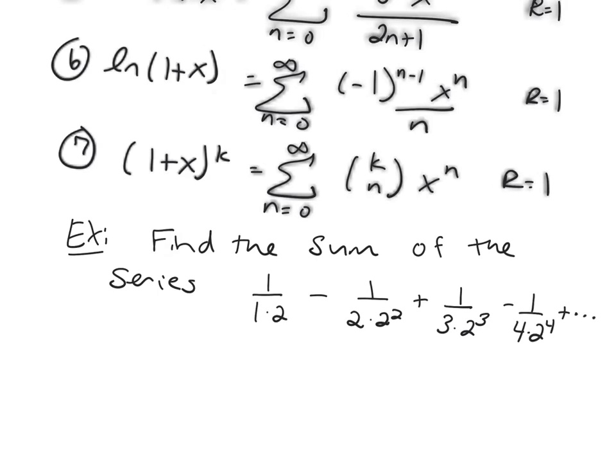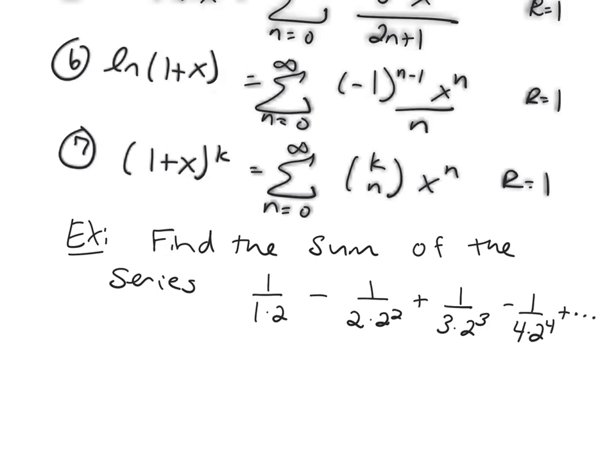So previously, what could we find the sum of? We could find the sum of a geometric series. The formula was a over 1 minus r. Or there was one on our test with the telescoping series. We could find a sum in that case if it converged. Those were the only two.